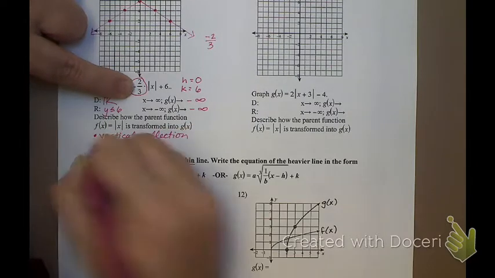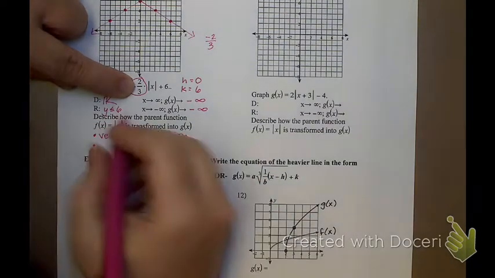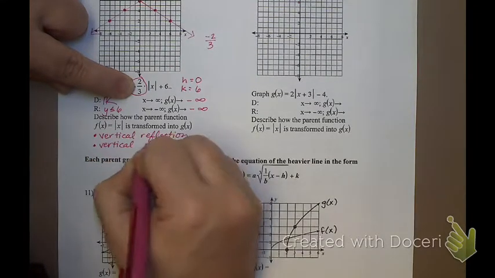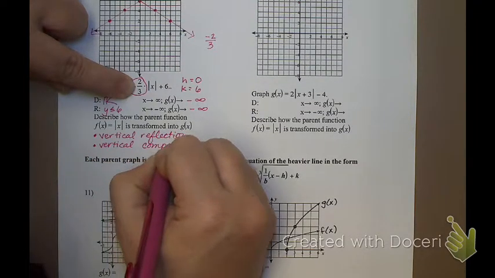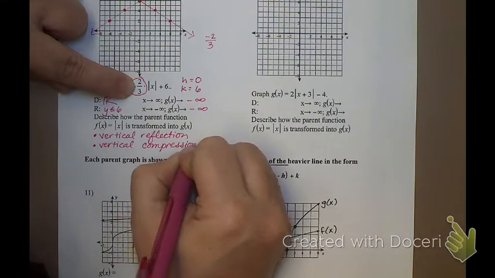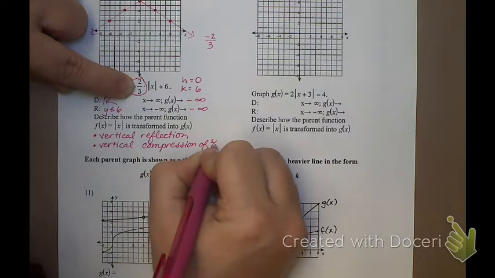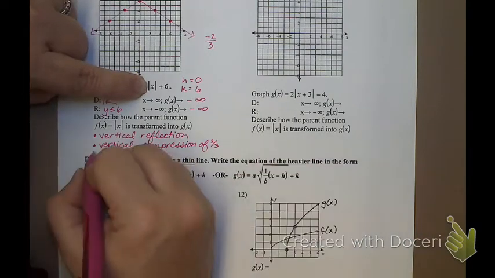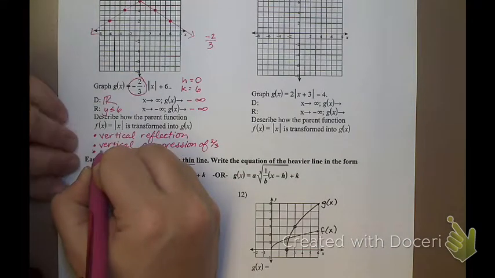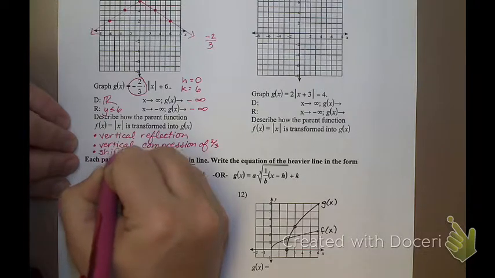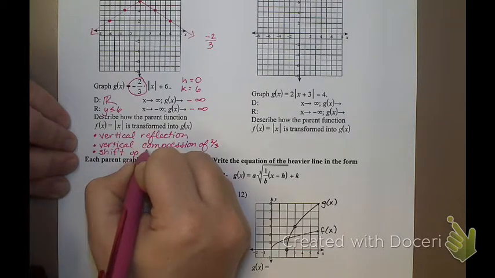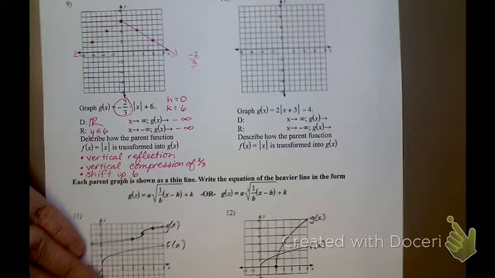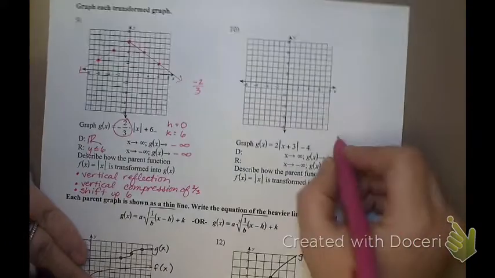And since 2/3 is less than 1, I also have a vertical compression of 2/3. Make sure you give me that value of the compression. Okay, I have no H value to worry about, but I do have a K value of 6, which means I have a shift up 6. And that's what we've got going on there. Okay. All right, next one.